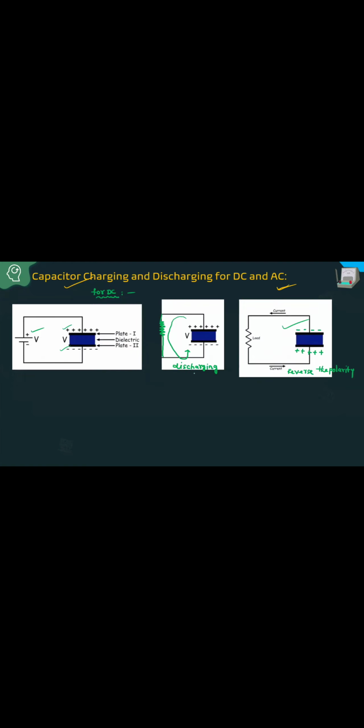For DC, first it stores charge: upper plate positive, lower plate negative. Then if it is connected across any resistance, it starts releasing the energy. After releasing the energy, it reverses the polarity. Discharging means releasing. After releasing the energy only, it reverses the polarity. But what about the AC supply?